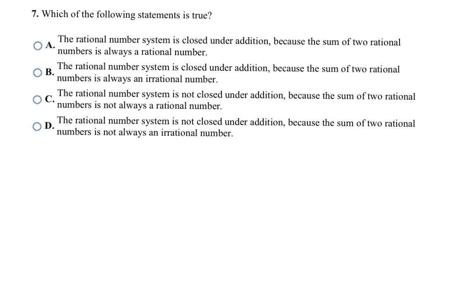This question here is asking for a true statement, and it's looking at the rational number system. And we know from our notes that the rational number system is closed. So that means it can't be C or D because they talk about it not being closed. So I can go ahead and cross those off. And then I look at the differences for A and B. A says it's closed under addition because the sum of two rational numbers is always a rational number, whereas B says it's always an irrational number. For it to be closed, you have to start and end with the same type of number. So you have to start with two rational numbers and end with a rational number. So that makes my final answer A.